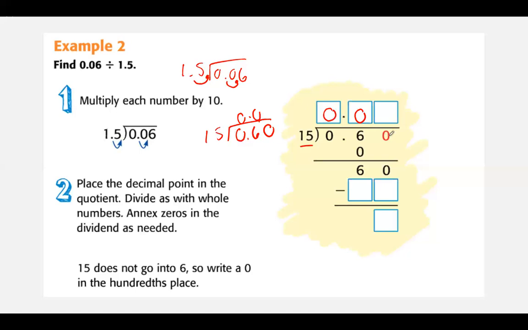So now I can say how many times does 15 go into 60, okay? And I happen to know that 15 goes into 60 exactly 4 times. 4 times 15 is 60. And then take away, left is 0. My answer is 4 100ths. Okay?